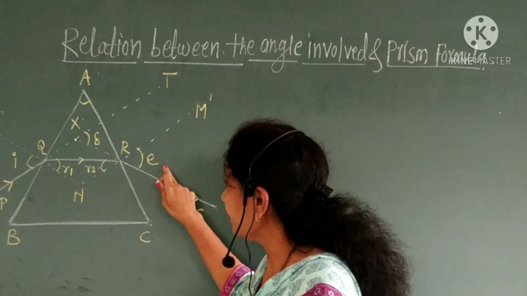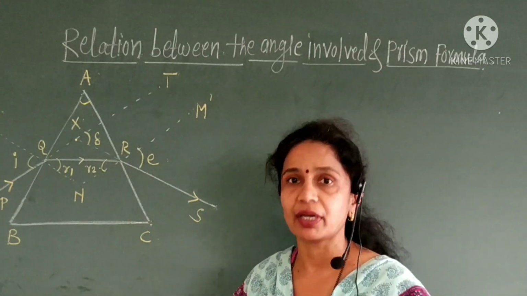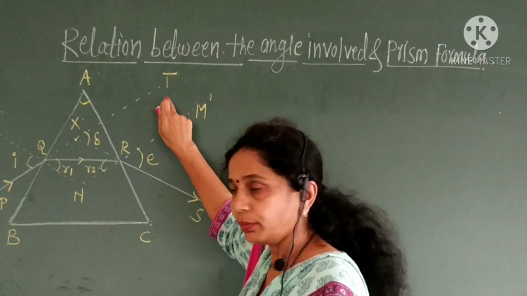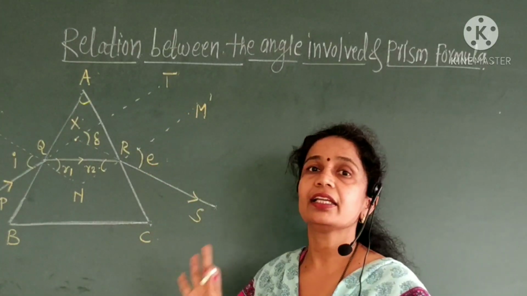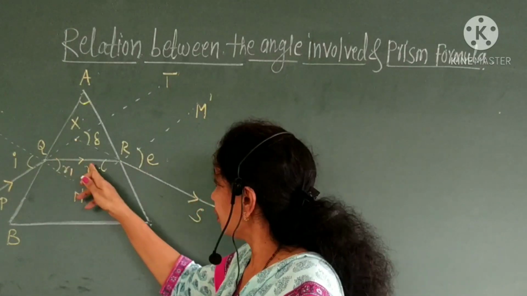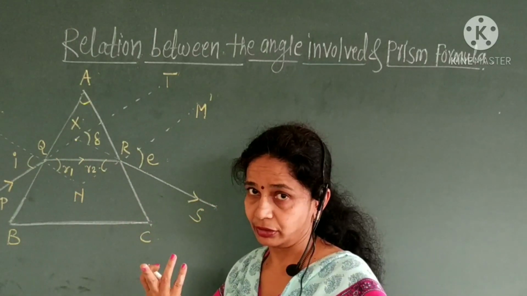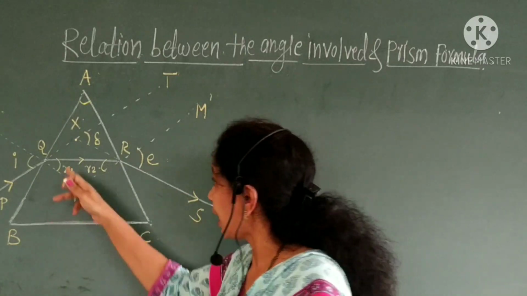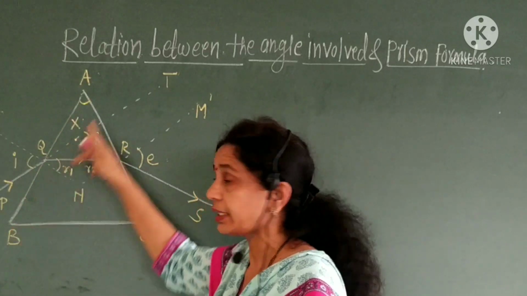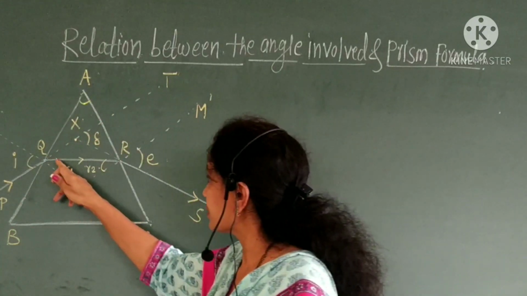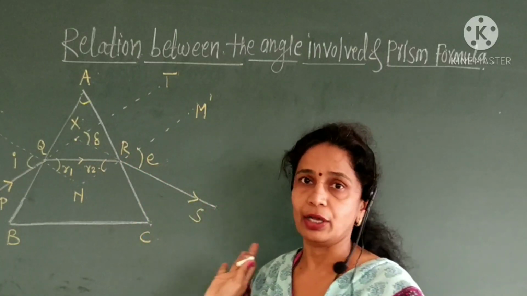What is E? E is the angle of emergence, the angle between the emergent ray and the normal. What is this? This angle is R1, because this is the angle of refraction. There may be two angles of refraction, R1 and R2, because two sides are the refracting sides of the prism. Therefore, this is R1 and this is R2.